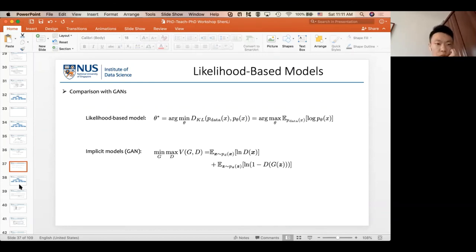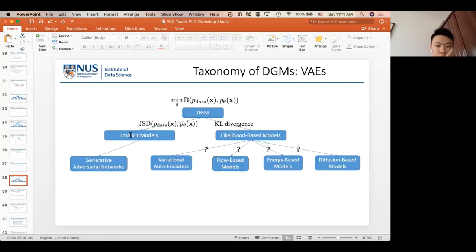So in comparison with GANs, we know that the likelihood-based model is actually minimizing the KL divergence between P data and P theta. And in the meantime, this is equivalent to my MLE. But in GANs, like we just discussed, it's minimizing the JS divergence, playing a two-player game. Okay, so this is the difference. So now you can see that we fill in the question mark by saying that whenever you take the divergence as a KL divergence, this DGM will lead us to likelihood-based models.